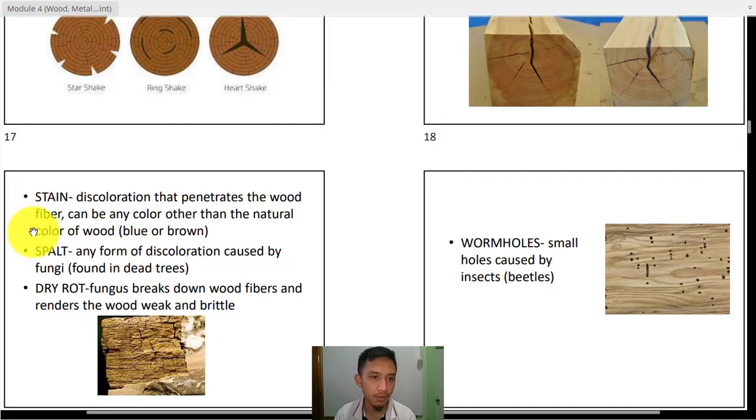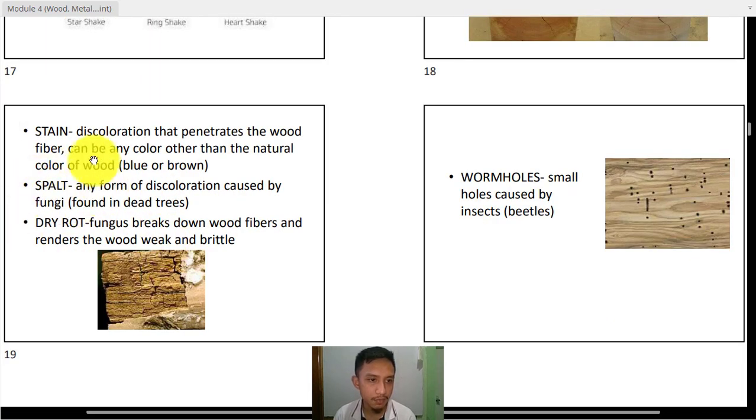So we have also here what we call the stain. That is a discoloration that penetrates the wood fiber, can be any color other than the natural color of the wood. It could be blue or brown. Spalt is any form of discoloration caused by fungi. Dry rot: fungus breaks down wood fibers and renders the wood weak and brittle. We have also, and this is also common, the wormholes.